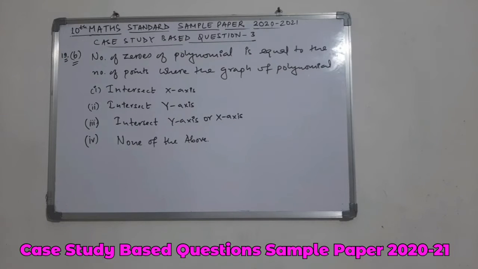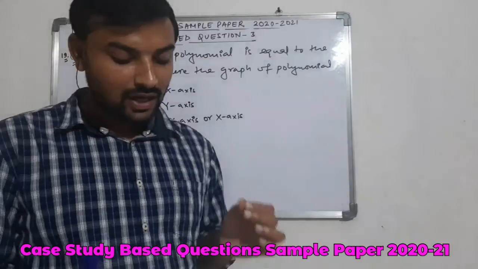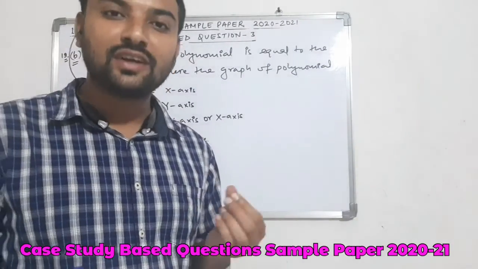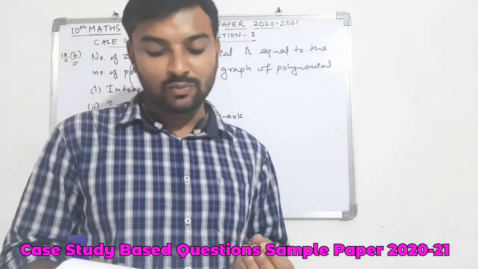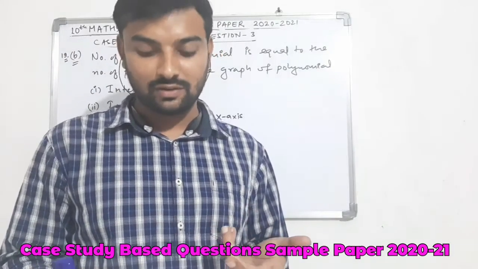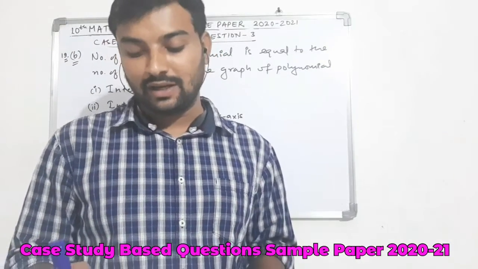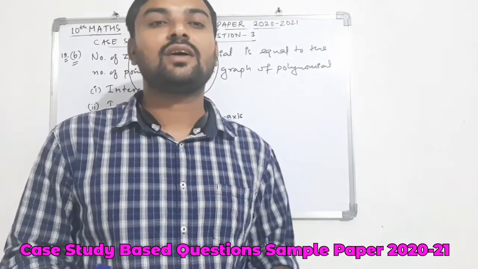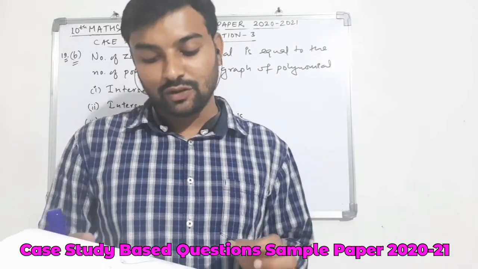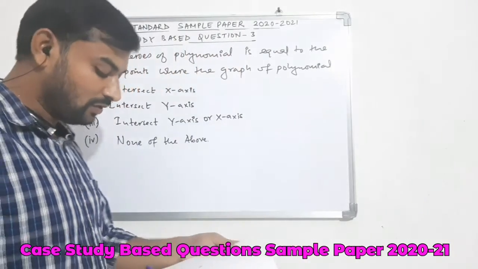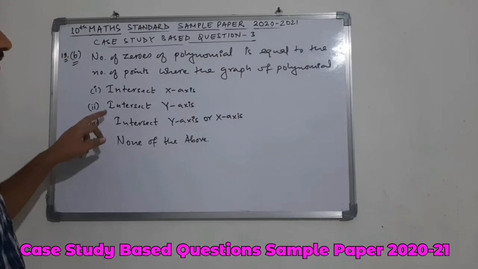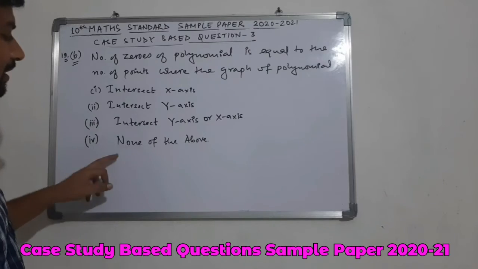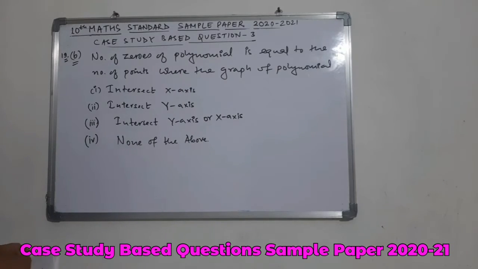Let us come to the second part of this question. We have a situation here. The highway overpass is represented graphically. If we plot that on the graph, the zeros of a polynomial can be expressed graphically, and now we have to answer according to this. Number of zeros of a polynomial is equals to the number of points where the graph of polynomial intersects x-axis, intersects y-axis, intersects x or y-axis, and fourth one is none of the above.